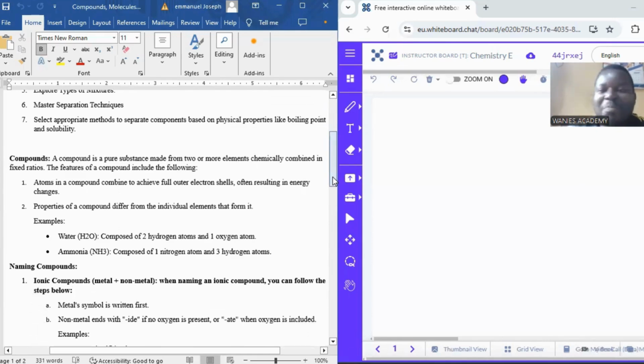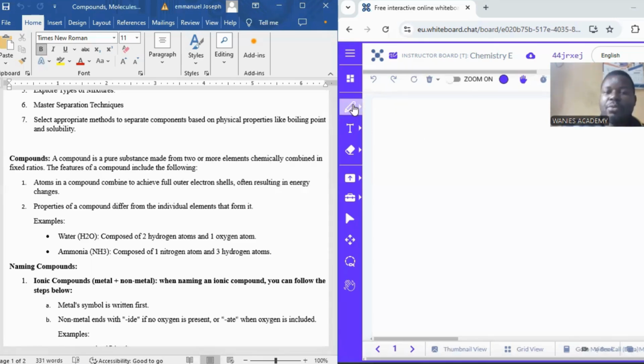So the first thing we're going to be looking at is, what is a compound? A compound is a pure substance made from two or more elements, chemically combined in a fixed ratio. I repeat, a compound is a pure substance made from two or more elements, chemically combined in a fixed ratio.